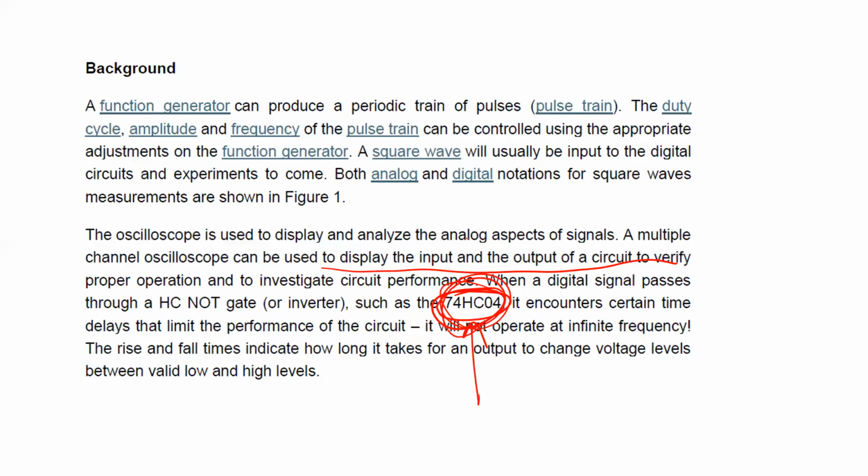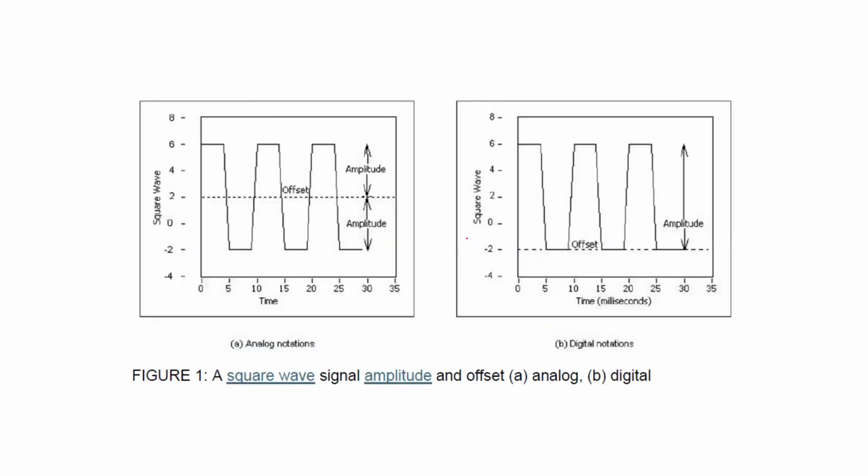Anyway, so let's, for example, here I just want to talk about something we call offset and amplitude. What do you mean by offset and what do you mean by amplitude? Here we have analog notation. First of all, offset means you shift the signal up or down. That's the meaning of offset.